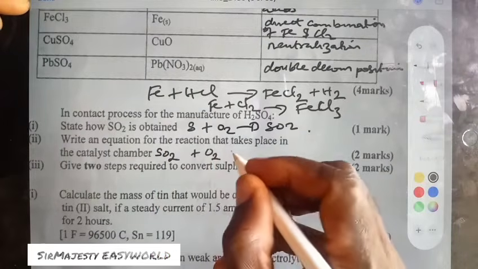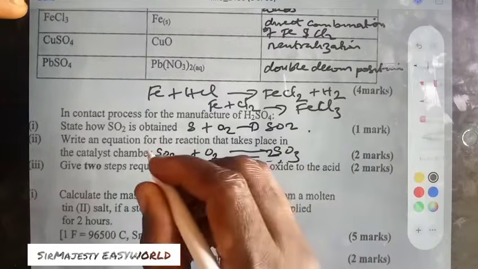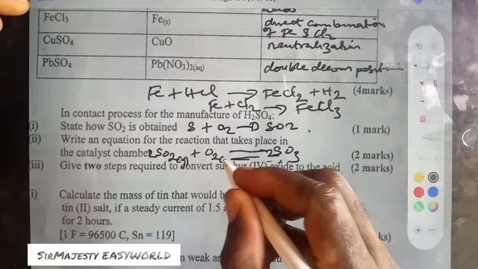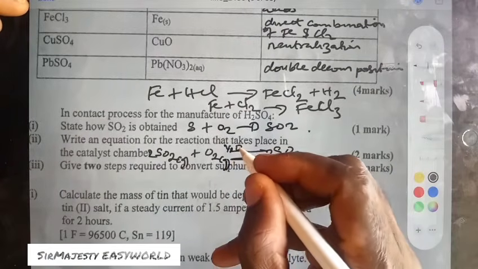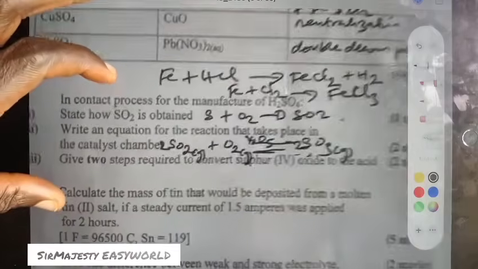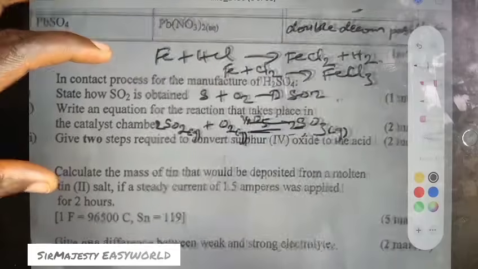SO2 plus O2 forward, backward, SO3, 2 here, 2 here. Balance the equation because that is what will give you mark. Then remember to write V2O5, vanadium(V) oxide. Then give 2 steps required to convert sulfur(IV) oxide to the acid.